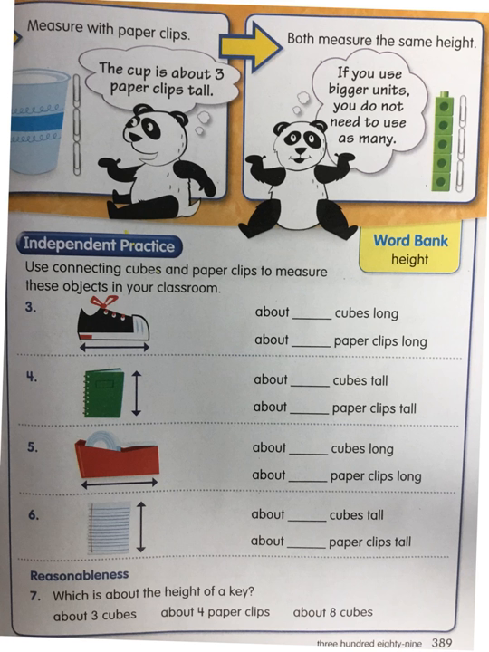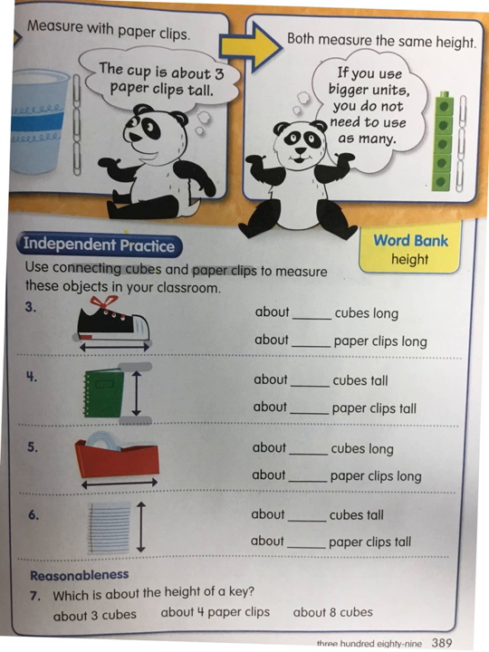Okay, now you are going to use connecting cubes and the paper clips I give you to measure these objects. So you're going to measure your shoe on number 3. Just do it at your desk quietly. You can measure the bottom from here to here. You don't need to take off your shoe. Number 4, you're going to measure a notebook from the top of the notebook to the bottom using paper clips and cubes.